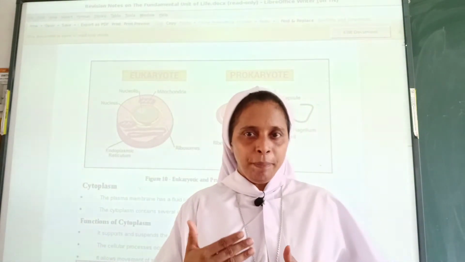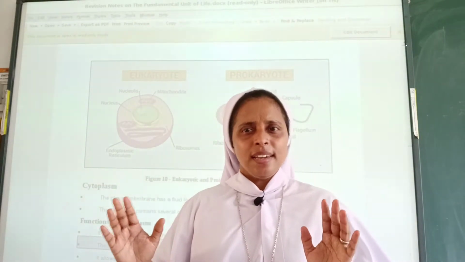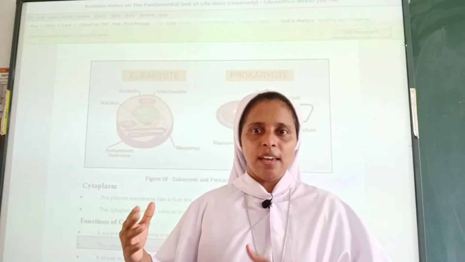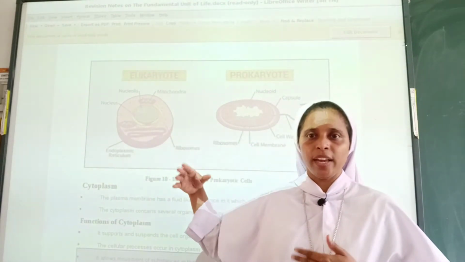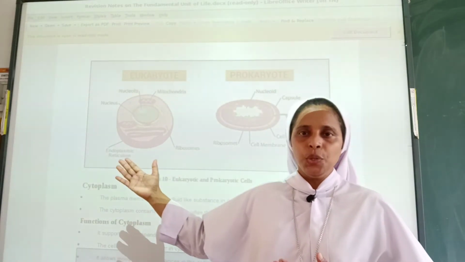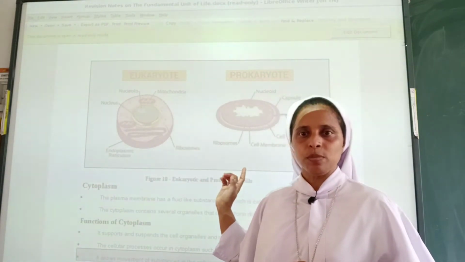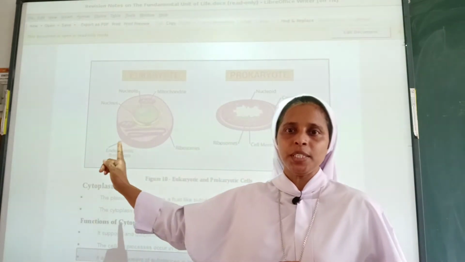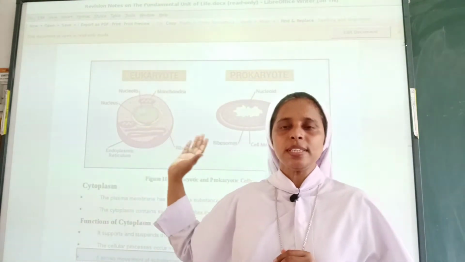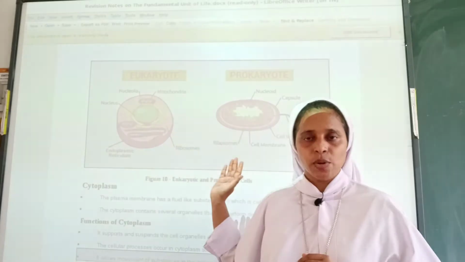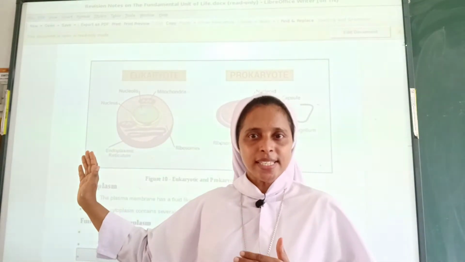Shall I repeat the differences between the eukaryotes as well as the prokaryotes? It's very easy, simple. Once again, I will just revise it. Here in the prokaryotes, there is no nucleus, while in eukaryotes, nucleus exists in the cells. And the second main difference is that a single chromosome is present in the prokaryotes, while multiple chromosomes are present in the eukaryotes. And the next one is that they undergo asexual reproduction, while in eukaryotes they undergo both ways, sexual as well as asexual reproduction.